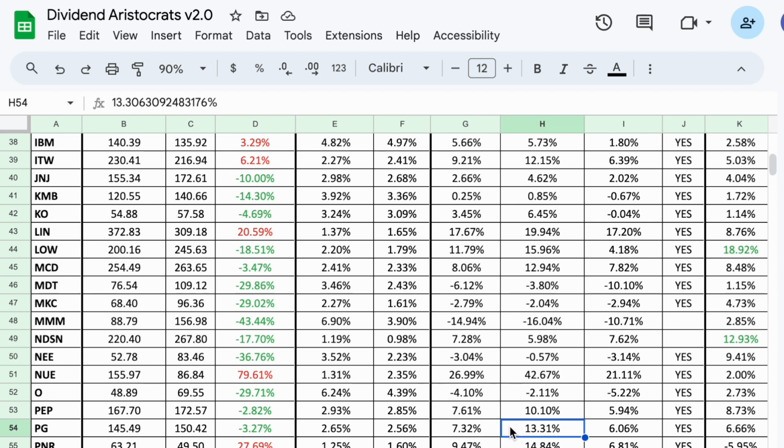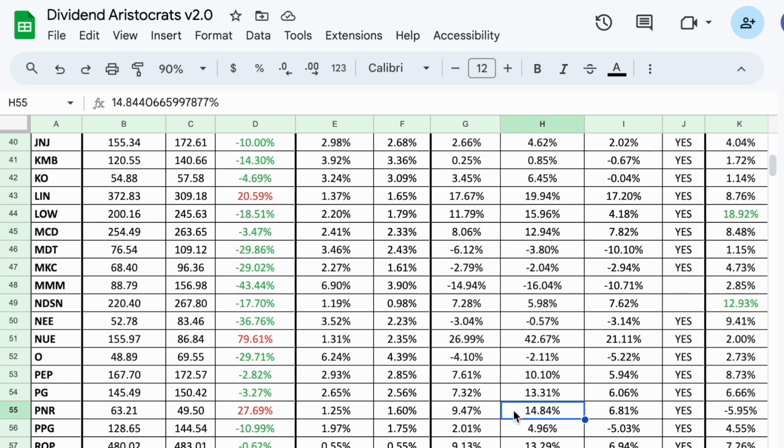Procter & Gamble passes the test with a return of 13.31% while undervalued, compared to 7.32% overall. Pentair passes the test with a return of 14.84% while undervalued, compared to 9.47% overall. PPG Industries also passes the test with a return of 4.96% while undervalued, compared to 2.01% overall.